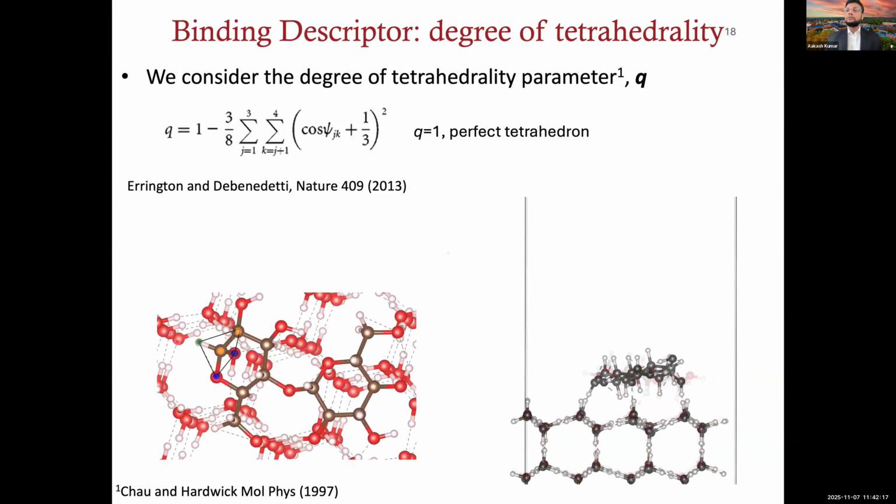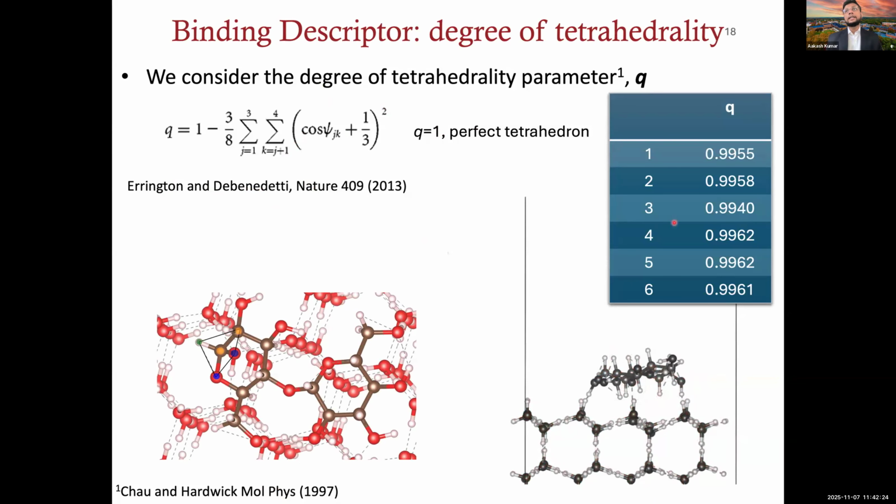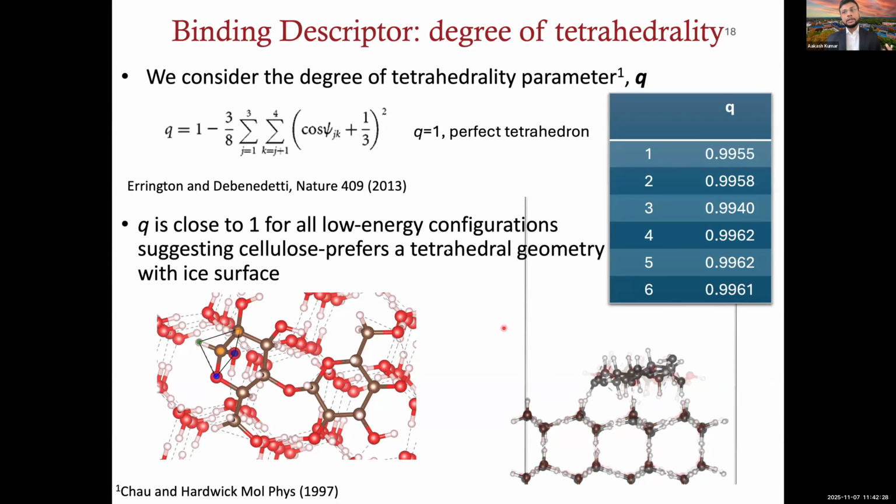In our case, we do observe a really nice tetrahedron, and so we set out to compute these Q values. We found that for all of the 6 cases that I just showed, they are very close to 1. And so that's where we were really looking forward to what happens. Why is this an important aspect of the cellulose binding?